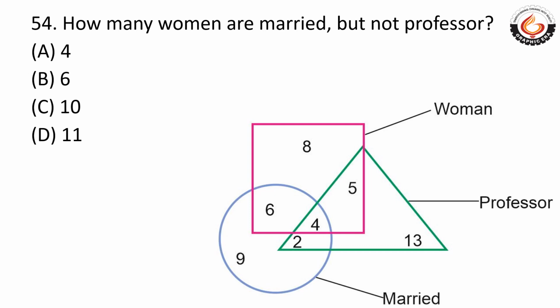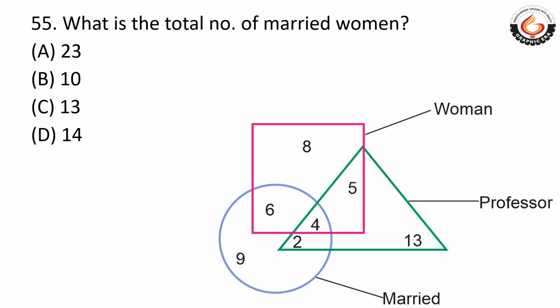How many women are married but not professor? Again, the same thing. Woman, now they're talking about married. This 8 and 5 will be eliminated because 6 and 4 are under the circle married. Not professor. This 4 is under the category of professor. This is eliminated. Option B is correct. You see how fast we are going. With this approach, you can always answer fast.